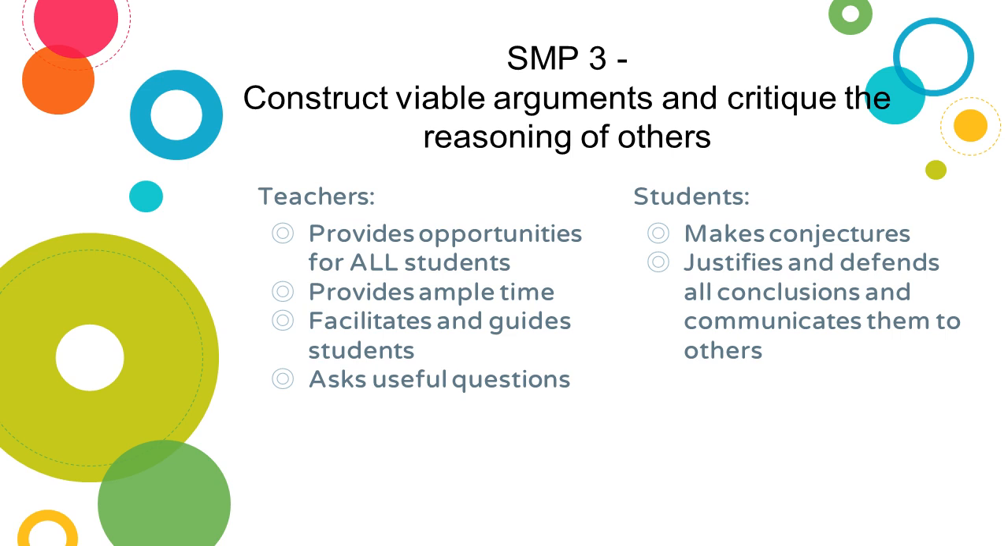We should expect our students to make conjectures and explore the truth of those conjectures, recognize and use counterexamples, justify and defend all conclusions and communicate them to others, and recognize and explain flaws in their arguments. So, for example, after listening to or reading the arguments of others, a student could respond by deciding whether or not the argument makes sense. They can ask others useful questions in order to improve arguments.